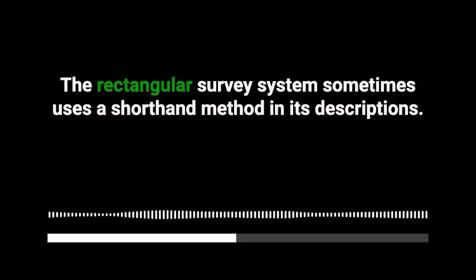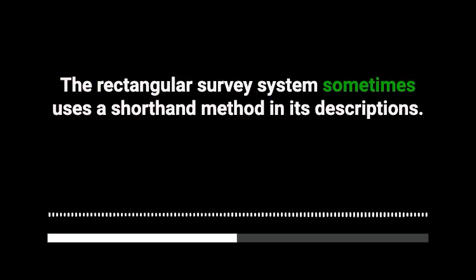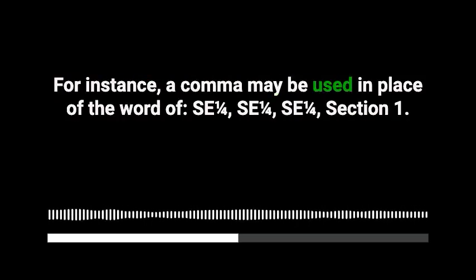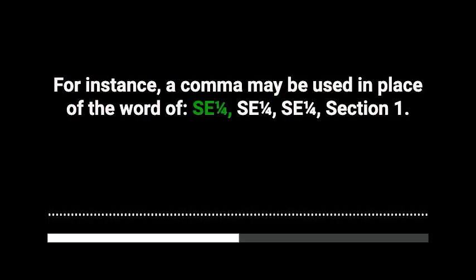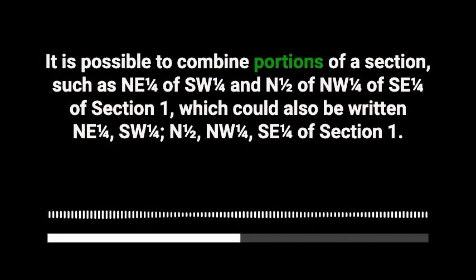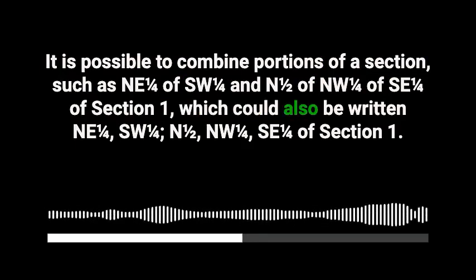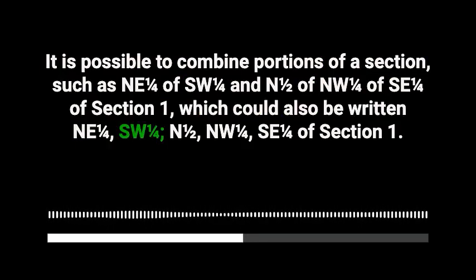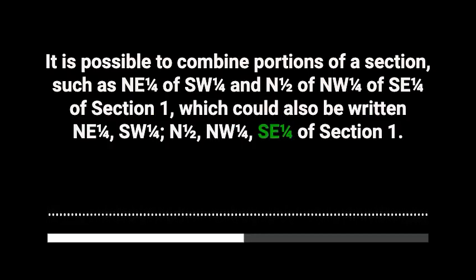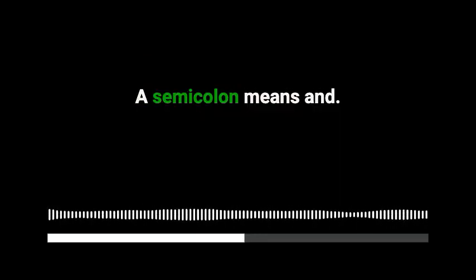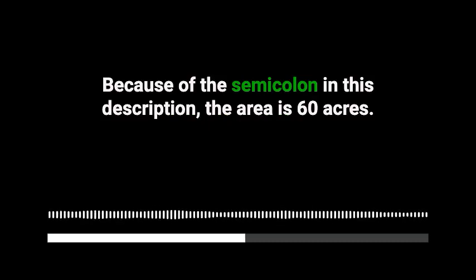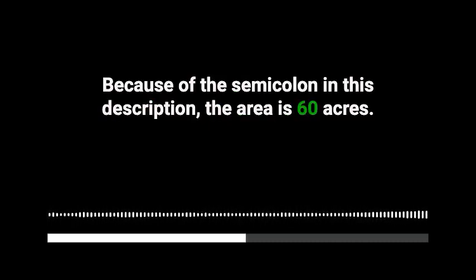A section. The rectangular survey system sometimes uses a shorthand method in its descriptions. For instance, a comma may be used in place of the word "of": SE 1/4, SE 1/4, SE 1/4, Section 1. It is possible to combine portions of a section, such as NE 1/4 of SW 1/4 and N 1/2 of NW 1/4 of SE 1/4 of Section 1, which could also be written NE 1/4, SW 1/4; N 1/2, NW 1/4, SE 1/4 of Section 1. A semicolon means "and." Because of the semicolon in this description, the area is 60 acres.